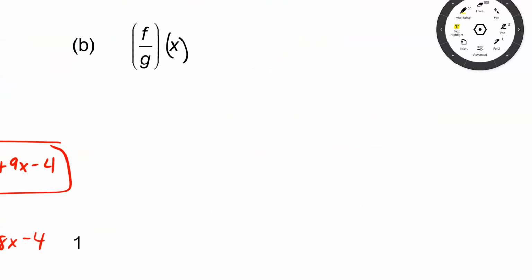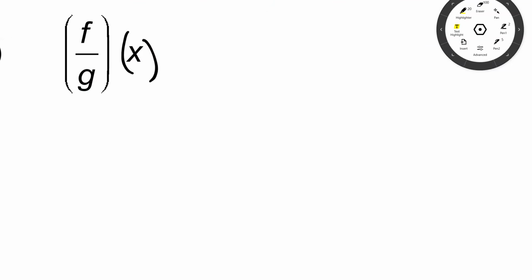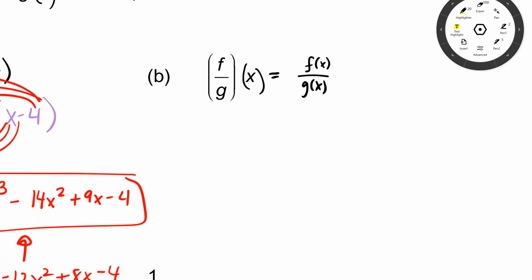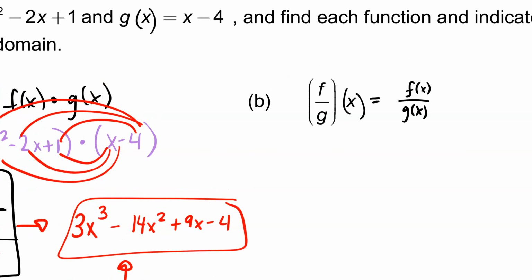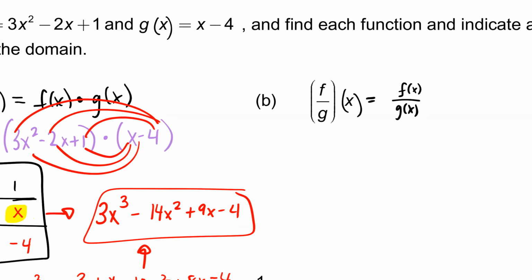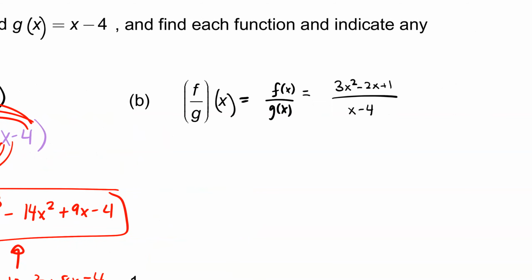All right, guess what this one's doing? Divided. Yep, who would have thought? So you're taking f of x and dividing by g of x. What does g of x does not equal 0 mean? It just means that that function can't equal 0, because otherwise we'd be dividing by 0. And bad things happen when you divide by 0. It's undefined. So this is going to be 3x squared minus 2x plus 1 over x minus 4. All I did was fill it in.